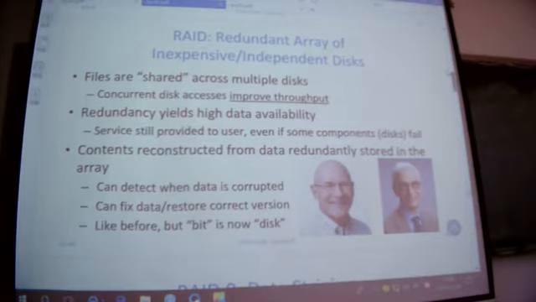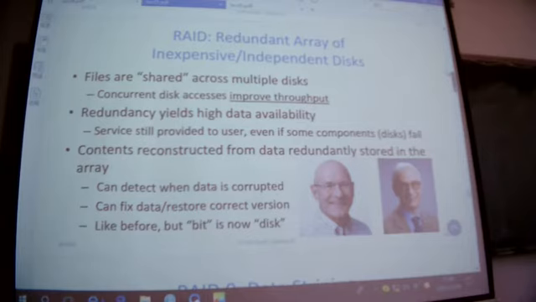So the characteristic is inexpensive and independent. Inexpensive is very important because RAID is cheap, not expensive. Files are shared across multiple disks. Now we can see concurrent disk accesses improve throughput.